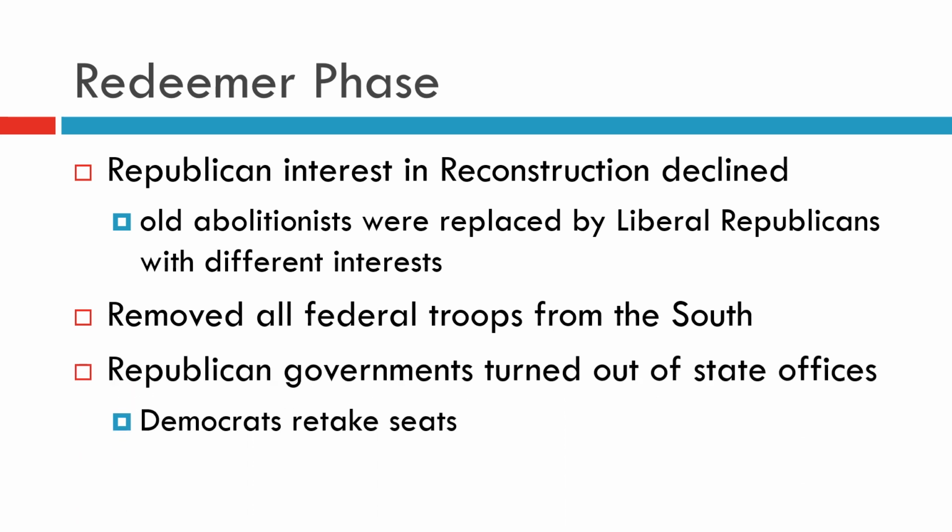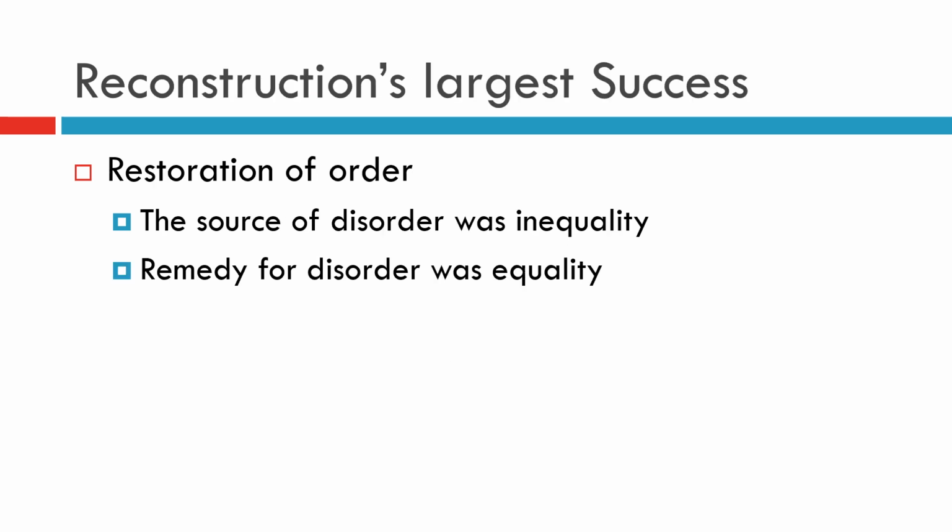Republican governments that were created during radical Reconstruction were essentially dismantled, and Democrats retook their seats, and business went on much like it did before the Civil War. So the largest success of Reconstruction, of course, was the restoration of order, and that's done by removing slavery. You can see here the source of that disorder was inequality, and therefore the remedy for that disorder was equality. Now, while there's a lot of social unrest and injustice in the South after the Civil War, there's no more talk of secession. So in that regard, Reconstruction was a success.